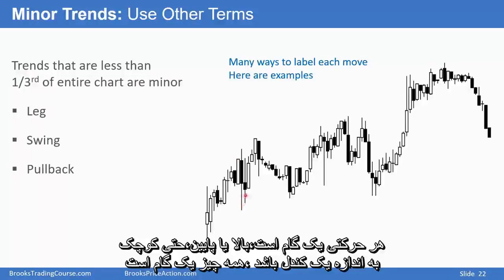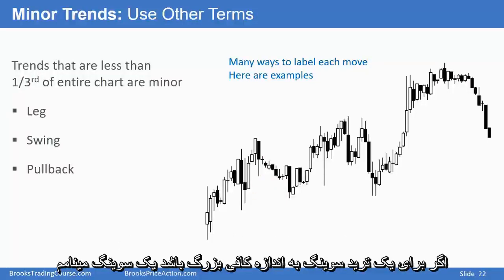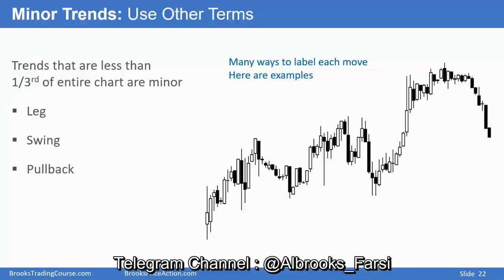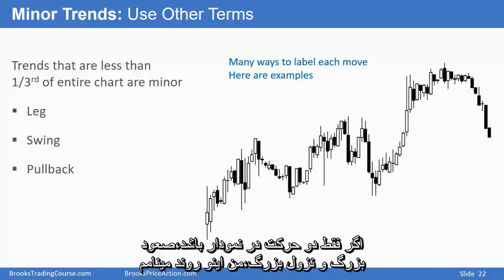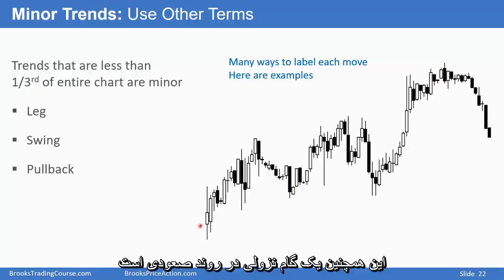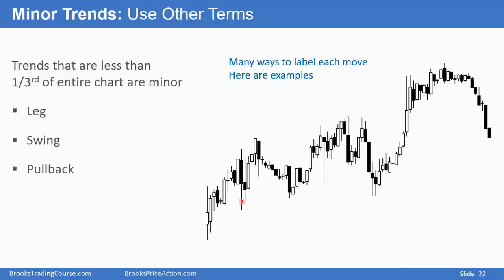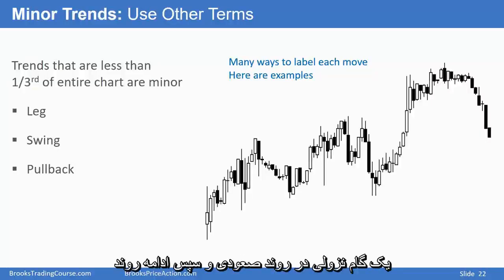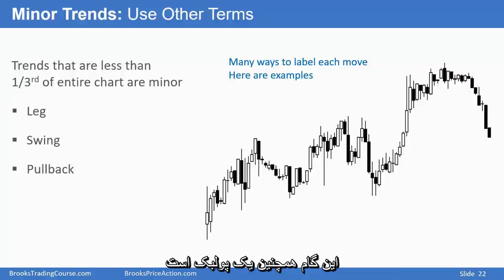Every move is a leg, up or down, small, even if it's only 1 bar, it's a leg. So everything is a leg. And if it's big enough for a swing trade, I call it a swing. If it's big enough, and if there are only 2 moves on the entire chart, like big up, big down, I call it a trend. This is also a leg down in a bull trend. You're getting higher lows, higher highs. So a leg down in a bull trend, leg down, leg down, leg down. And anytime you have a leg down in a bull trend and the trend resumes, that leg is also a pullback.